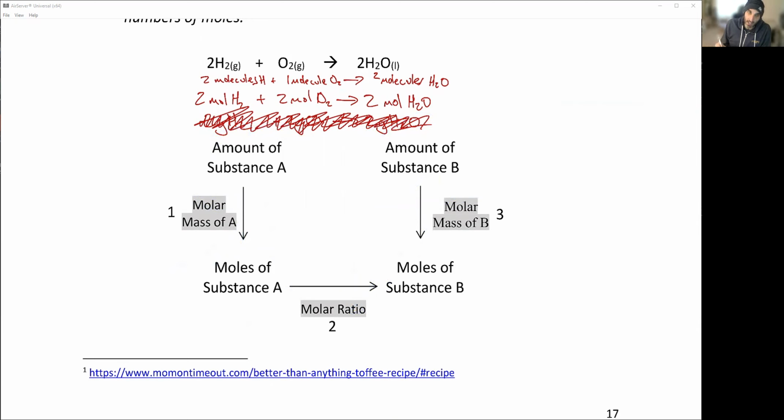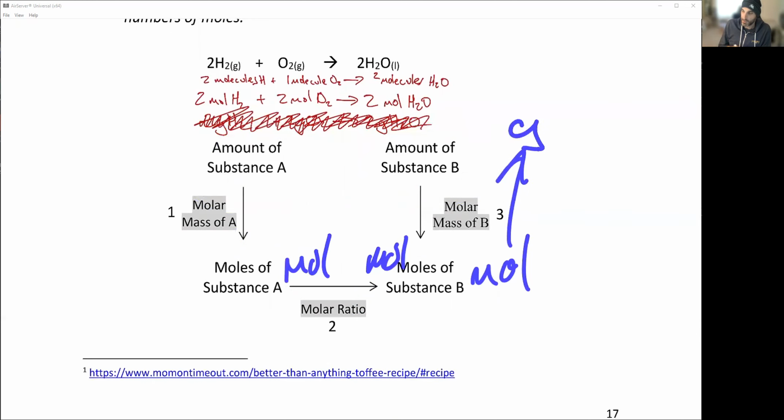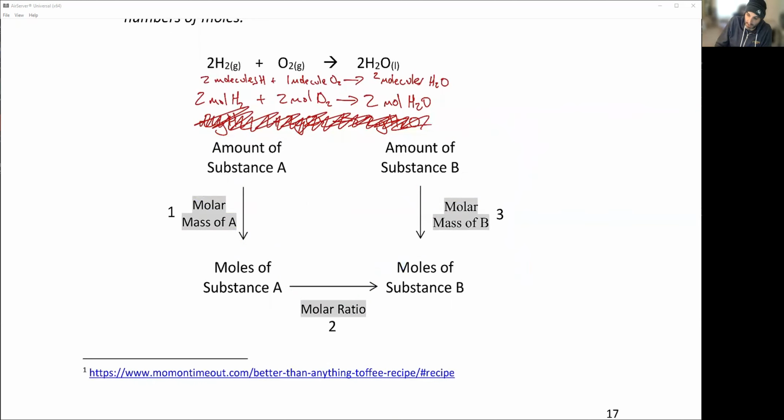So we always have to go through moles in order to calculate how much we have. We're going to do 3 calculations whenever we go from amount of one thing to amount of another: grams to moles, moles to moles, and then finally moles back to grams. We're going to constantly go through these cycles, and we're going to need molar masses whenever we want to go from grams to moles, or from moles back to grams.